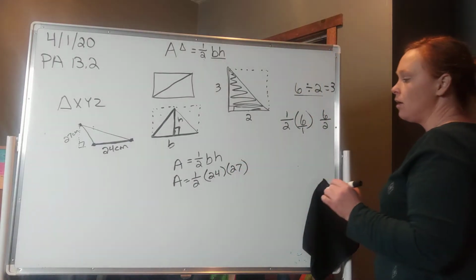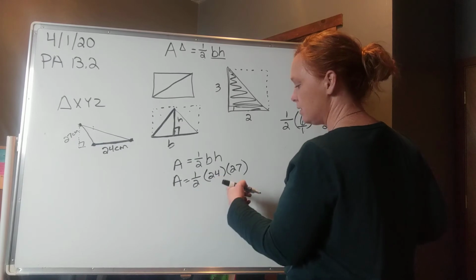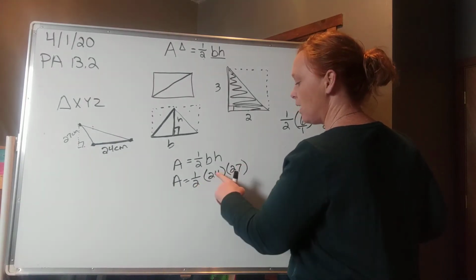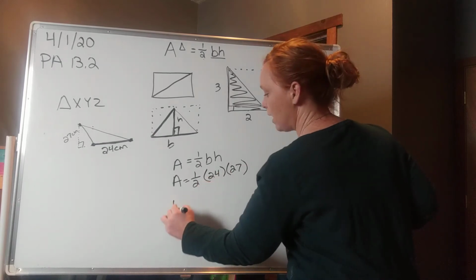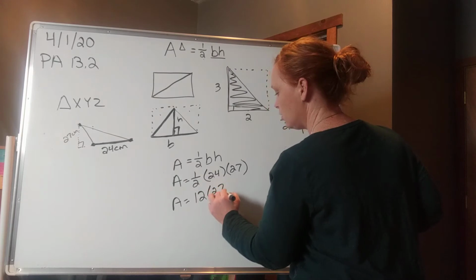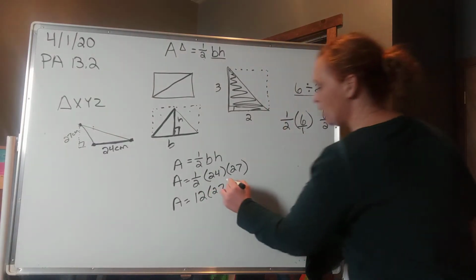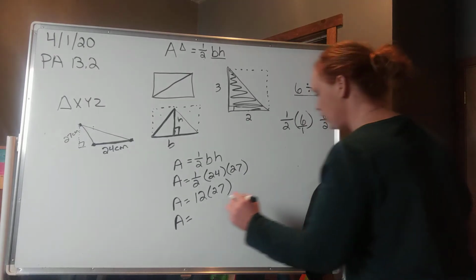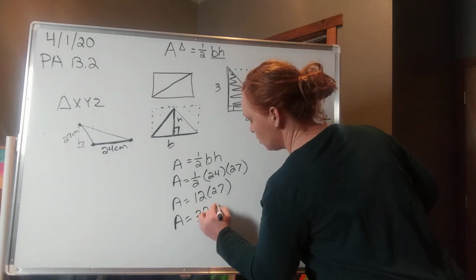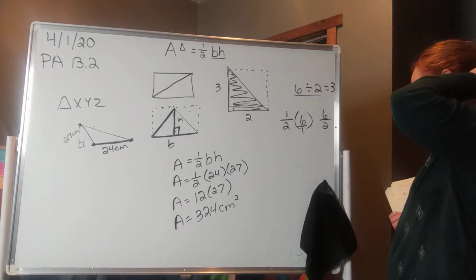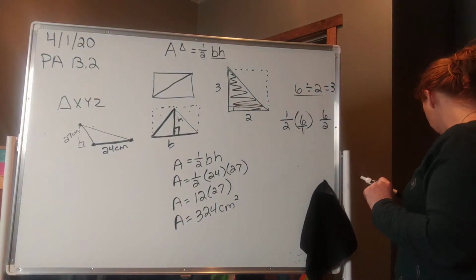Okay, now what do I do next? Well, I can do half times 24, which is 24 divided by 2, which is 12. 12 times 27. And if you pop that in your calculator, you should get 324 centimeters squared. Make sure that you get that.